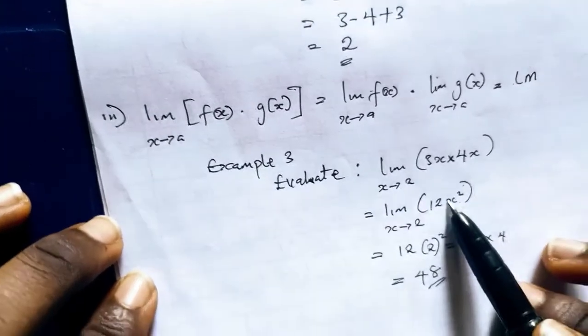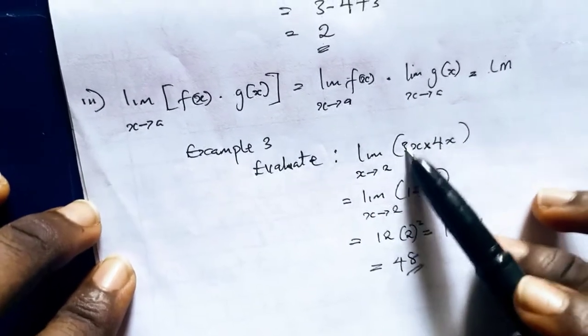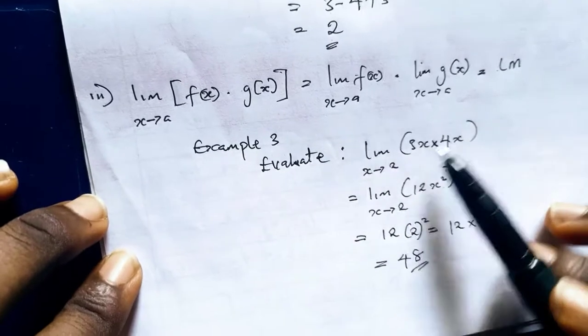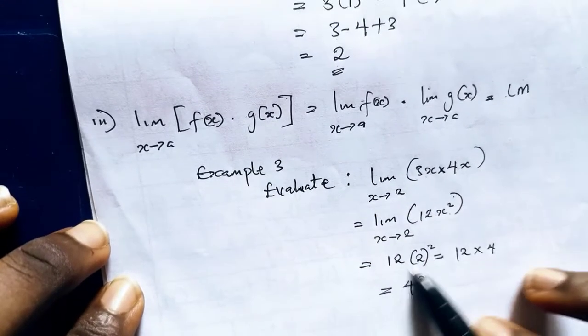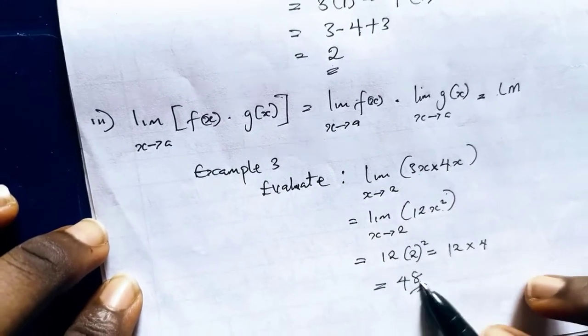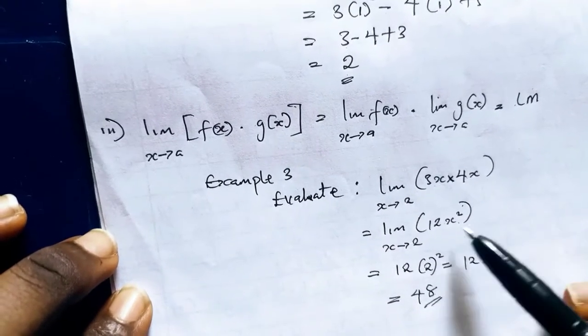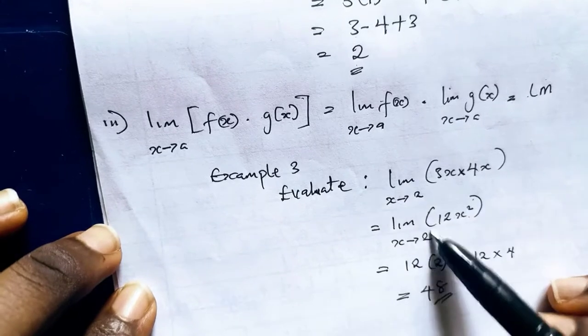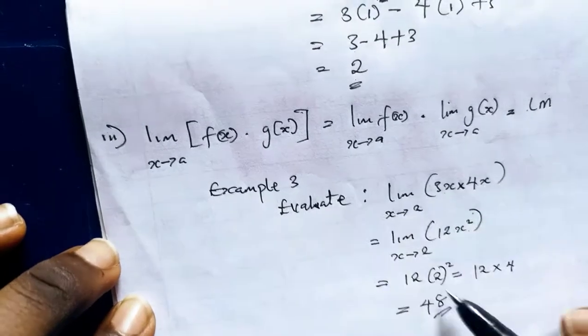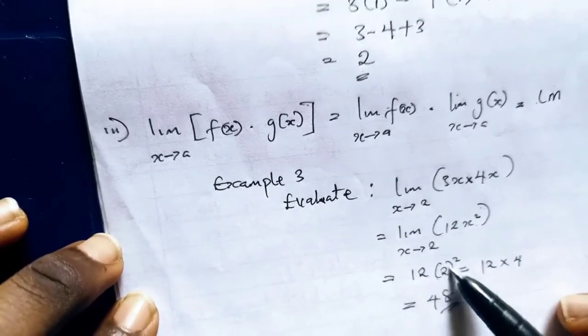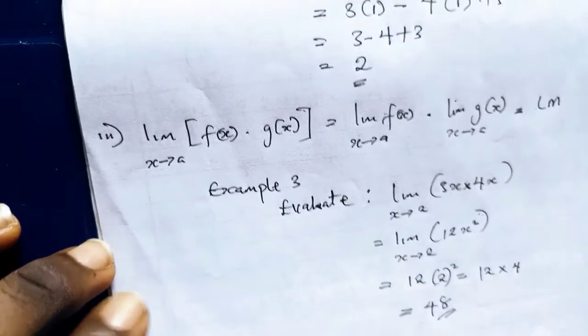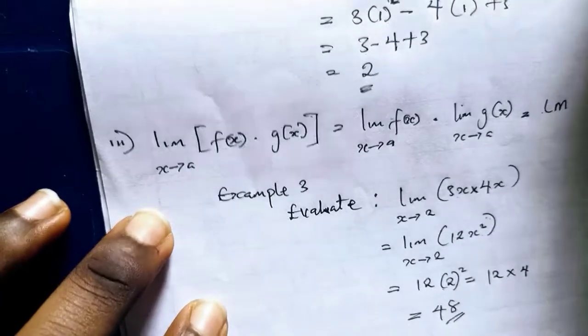Now I take the limit. Even if I take the limit individually, I still come to a point of getting my answer as 48. So either way, you are still correct. The x here is replaced by 2 because x approaches 2, and we get 4 multiplied by 12, which is 48.